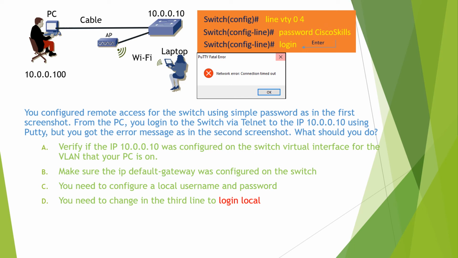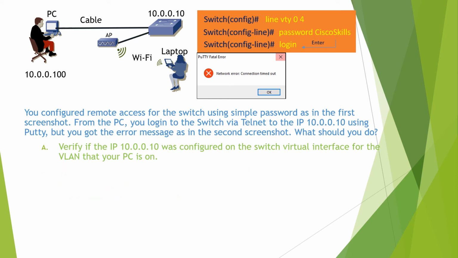From the network diagram, we can confirm that we don't need to configure the IP default gateway, because the PC and the switch are in the same network. And we find out that the network error connection timeout usually means from the PC you cannot ping to this IP or you cannot connect to this IP. Therefore, the answer for this question is A. You can find the detailed explanation for this question in the video, Secure switch VTY access.